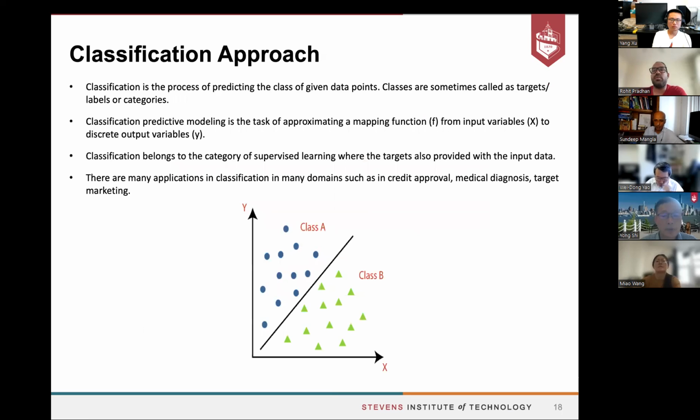So now coming to the classification approach. Classification is where the dependent variable is 0 or 1, true or false, yes or no. This graph shows class A and class B. So this is the classification approach.